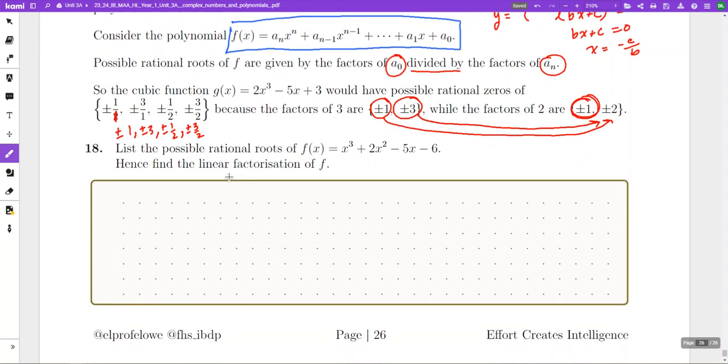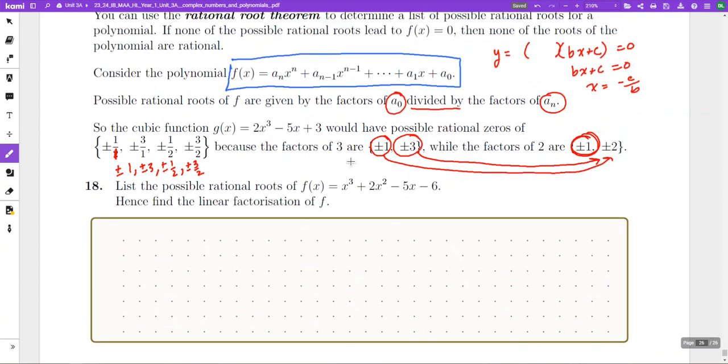So let's look at it in practice. The possible rational roots for this function are going to be plus or minus the factors of 6. The factors of 6 are 1, 2, 3, and 6, divided by the factors of the implied leading coefficient 1, and that is just 1. So my possible rational roots are plus or minus 1, 2, 3, or 6. Those are the only possible rational roots.